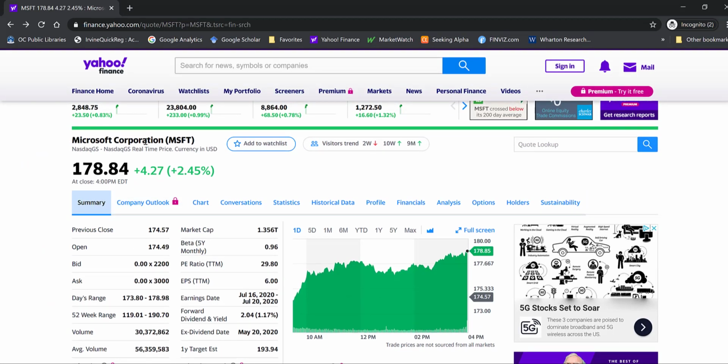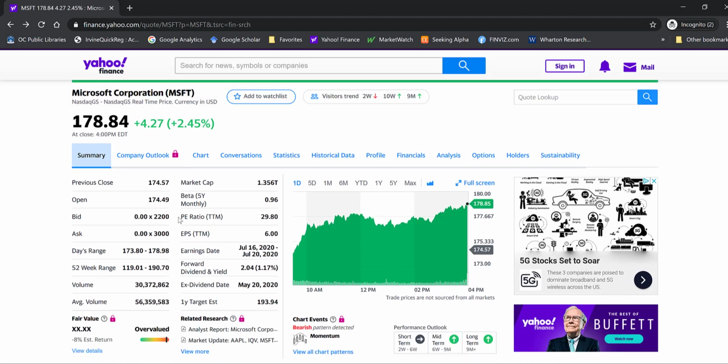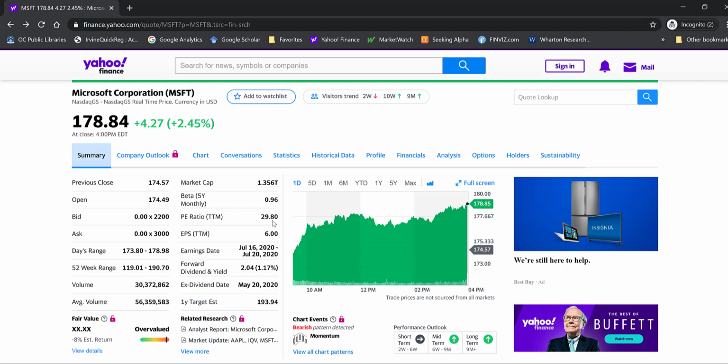This is the quote page for Microsoft on Yahoo Finance, and here you can see the PE ratio for the company. It's currently about 30, right? So that's the PE ratio for Microsoft. And again, the way it is used in valuation is that you compare this PE ratio to, say, the average of the industry and see if it is higher or lower, and based on that you can make a determination regarding whether the stock is undervalued or overvalued.